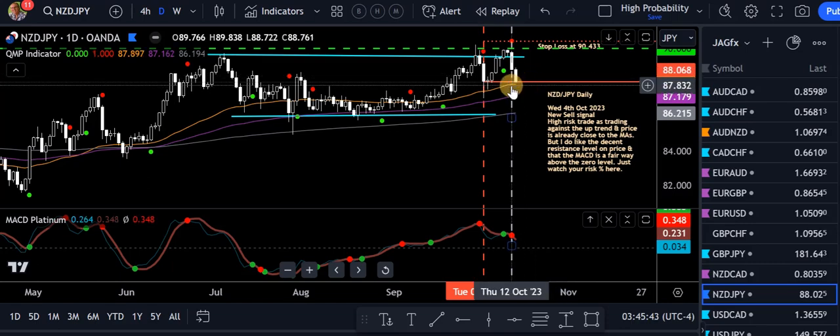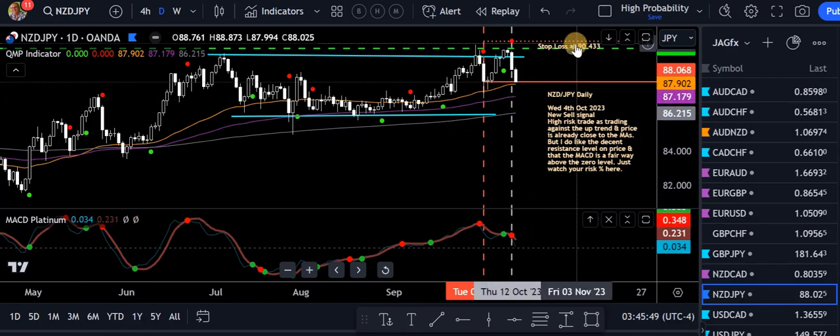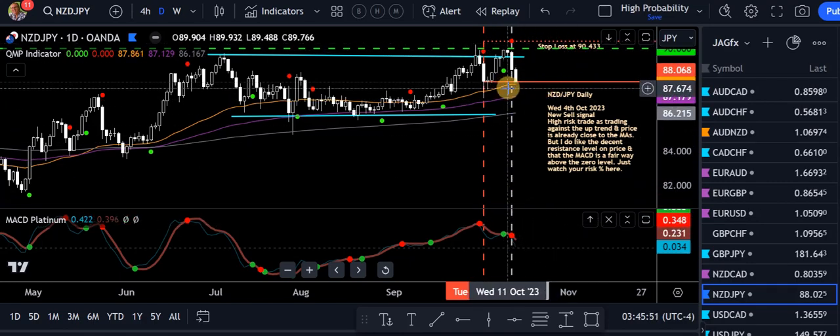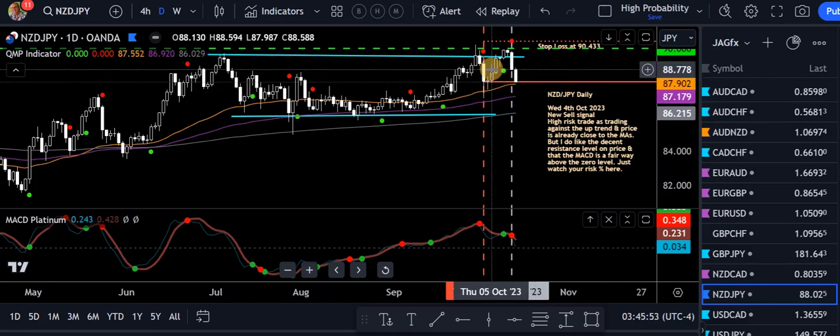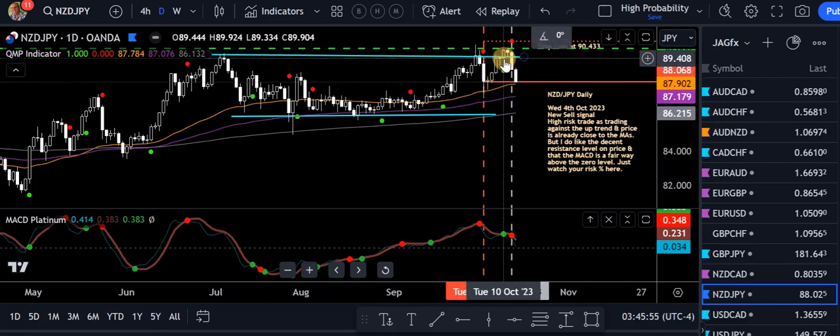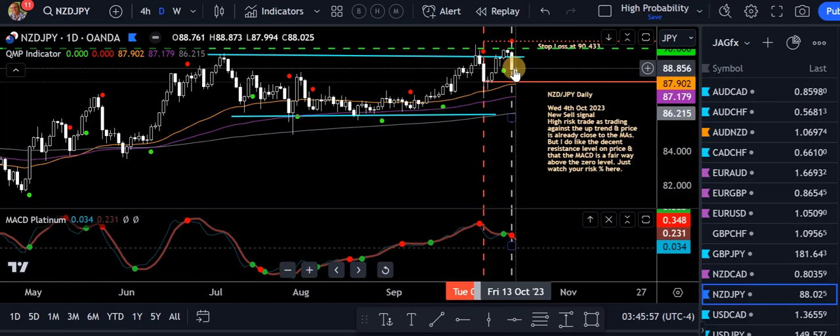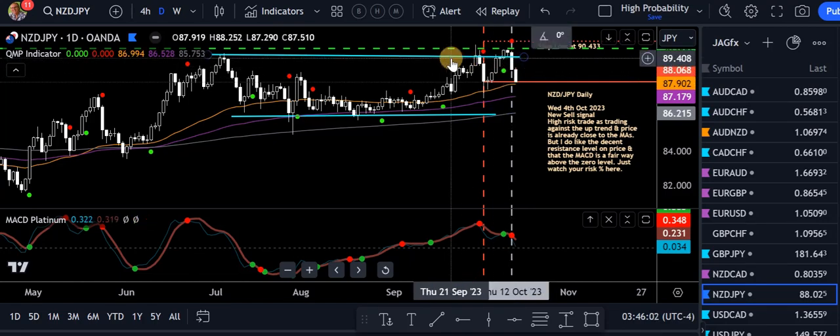Now, again, we're back at the moving averages. This is a yen pair. MACD platinum still above zero, so it could just bounce back up again, who knows. But at least we're heading in the right direction. And if you close your trade on that opposite QMP filter dot, you could take another sell. You could have taken another sell yesterday. There was a balanced sell signal again.